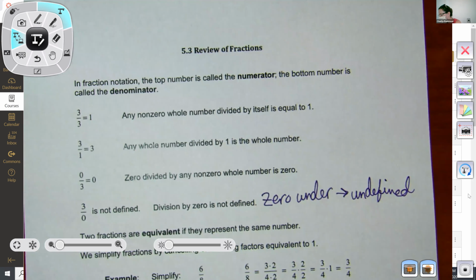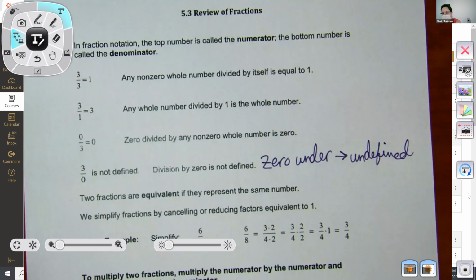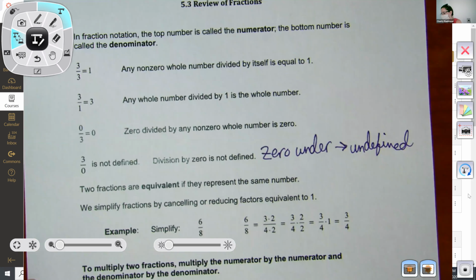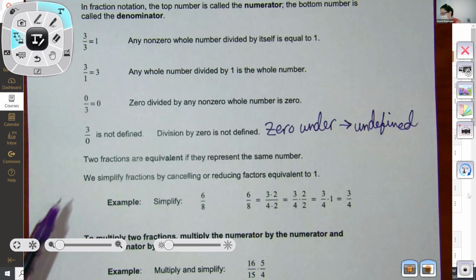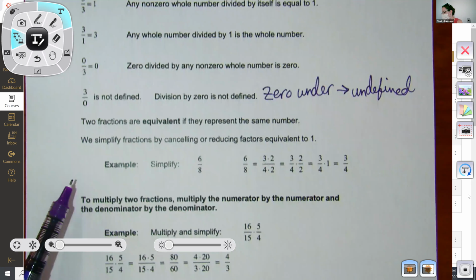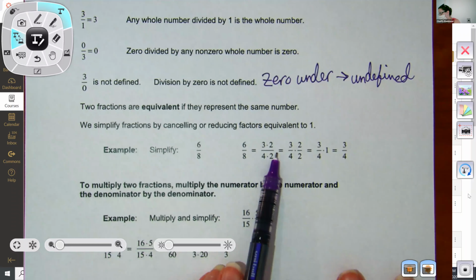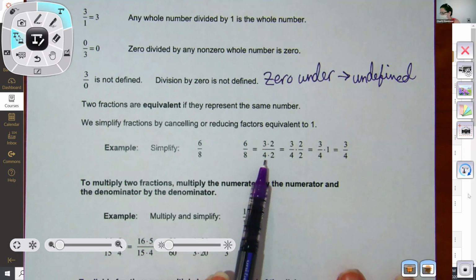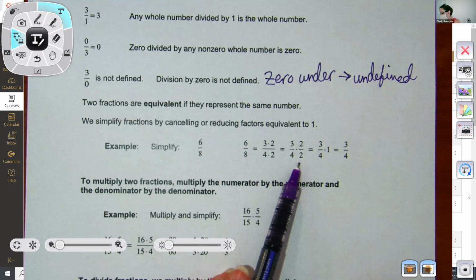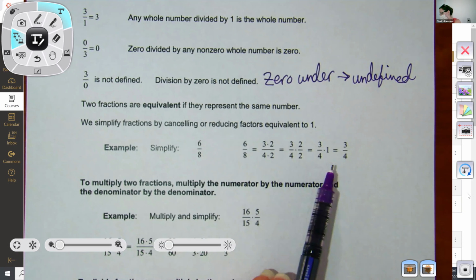All right, so two fractions are said to be equivalent if they represent the same number. We simplify fractions by canceling or reducing fractions equivalent to 1. For example, 6 over 8: 6 is the same thing as 3 times 2, and 8 is the same thing as 4 times 2. So therefore, you could say that's the same as 3 over 4 times 2 over 2. 2 over 2 is 1, so therefore 3/4 times 1 is 3/4.